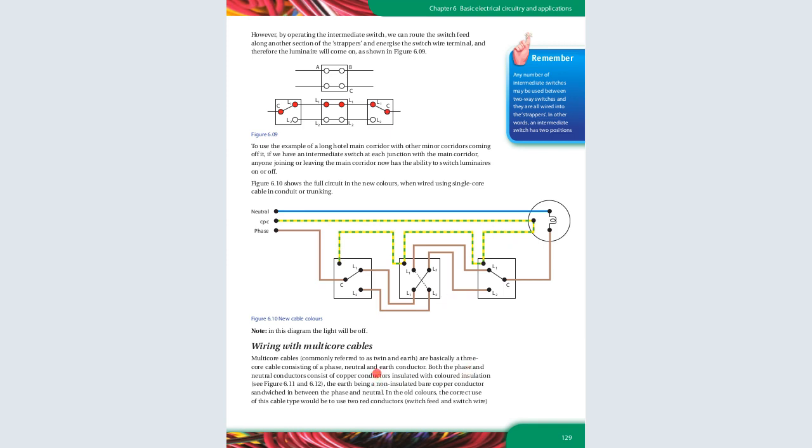And then now this circuit. So wiring of multiple cables. What are multiple cables? Multiple cables are cables that have several strands. Cables that are not just one strand.